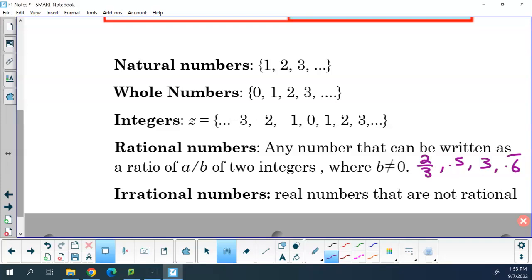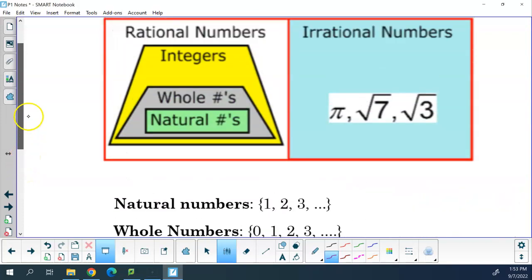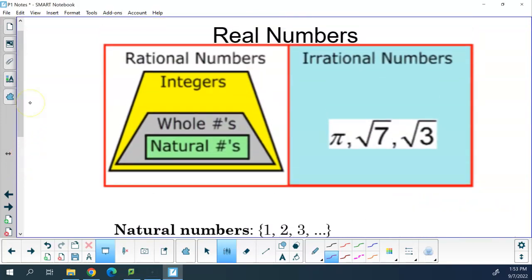When we put those two sets together, notice how they are completely separate. When we combine those two sets together, we get the set of real numbers. Majority of the time in this class, we're going to work with real numbers. Majority of the time in life, you work with real numbers. We're going to work most of the time with real numbers.